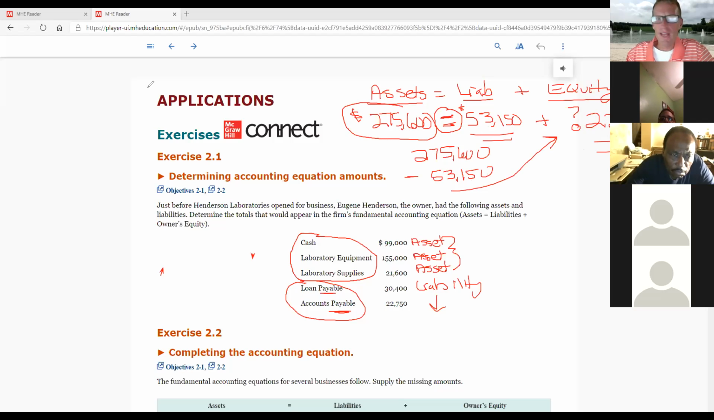This is just real simple, but that's essentially what the equation does. That's your accounting equation. Okay. Did I need to repeat any of that to anybody? Are we okay?